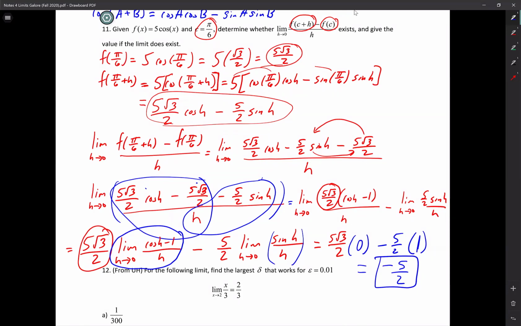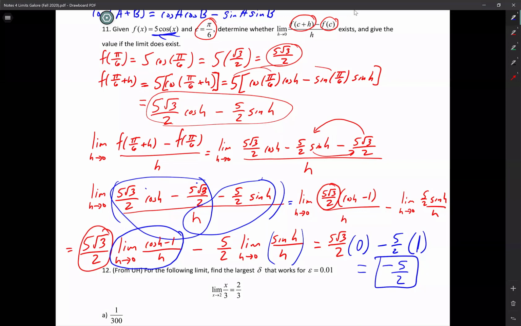Wait, to clarify, what would it look like if the limit didn't exist? We wouldn't have an answer. If the limit didn't exist, we would have some number divided by 0 or something, or maybe it wouldn't converge on something. But if you see a trig function like 5 cosine x, the limit is always going to exist.